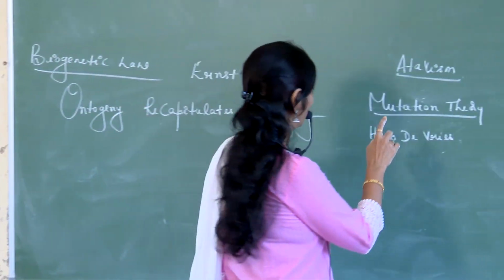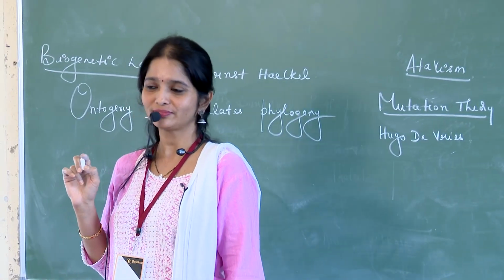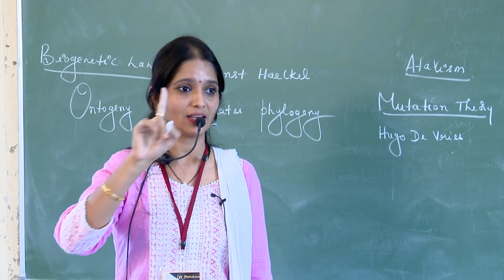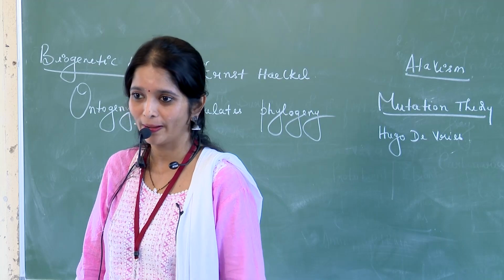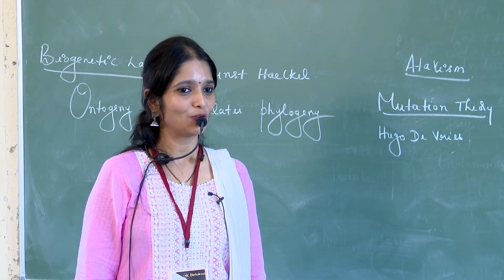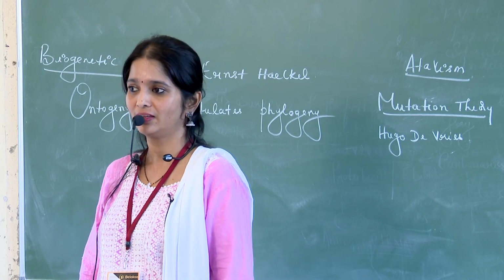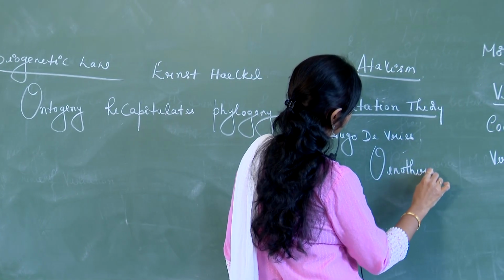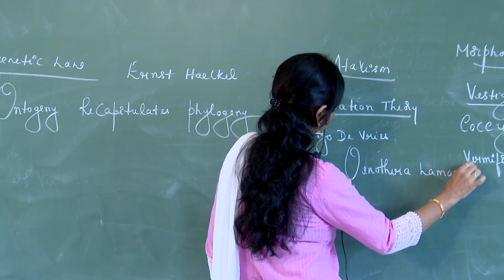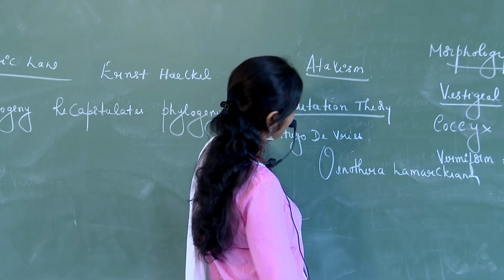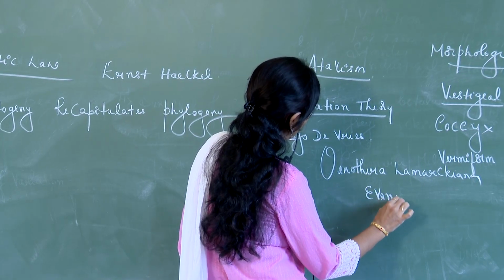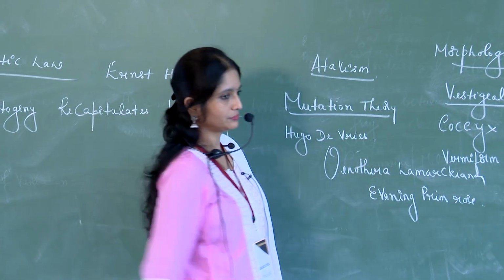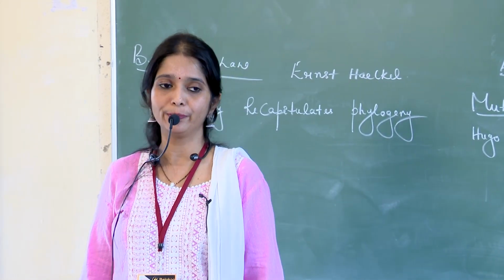Yes. So who proposed this mutation theory? Hugo de Vries, and he worked on one particular species of plant. Which plant did he work on? He worked on which plant? What is his experimental plant? Oenothera lamarckiana. The scientific name is Oenothera lamarckiana, and it is commonly known as evening primrose. Evening primrose, yes.